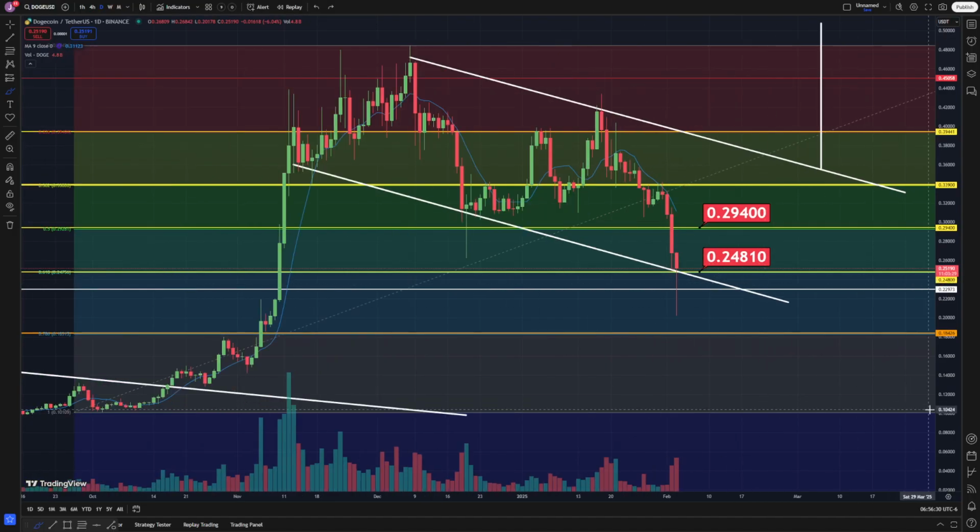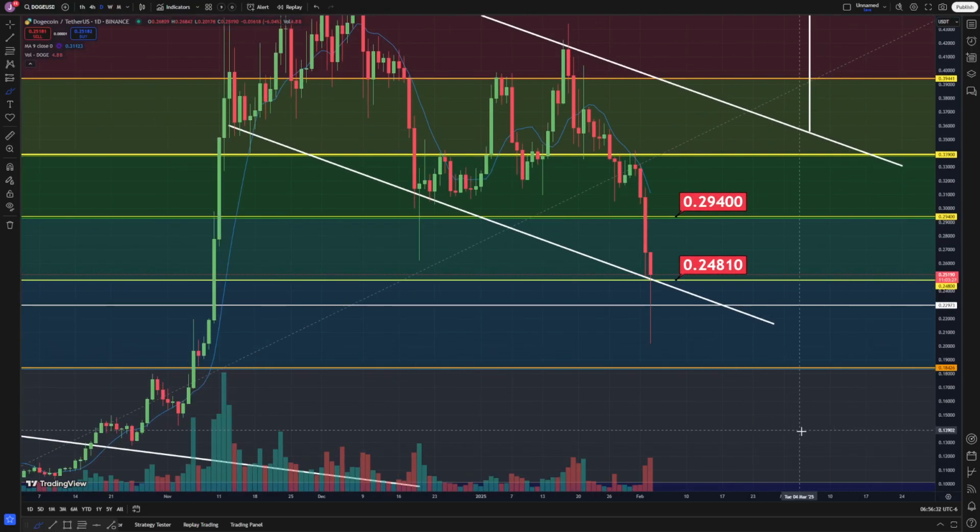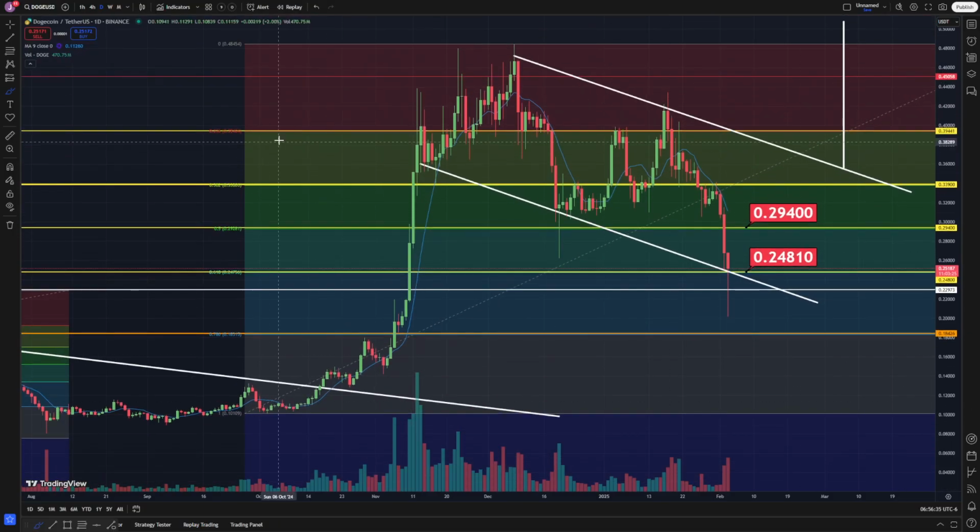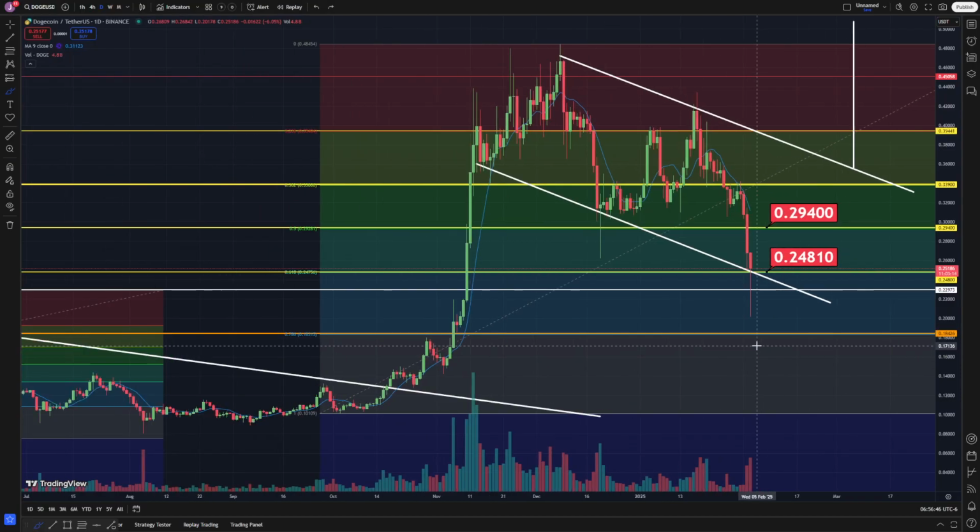I don't know. This is just what I'm doing. It might go further down. And like I said, I sold somewhere up here, so I want to try to accumulate now that it's getting cheaper. It might go down further though. So let's see what happens.